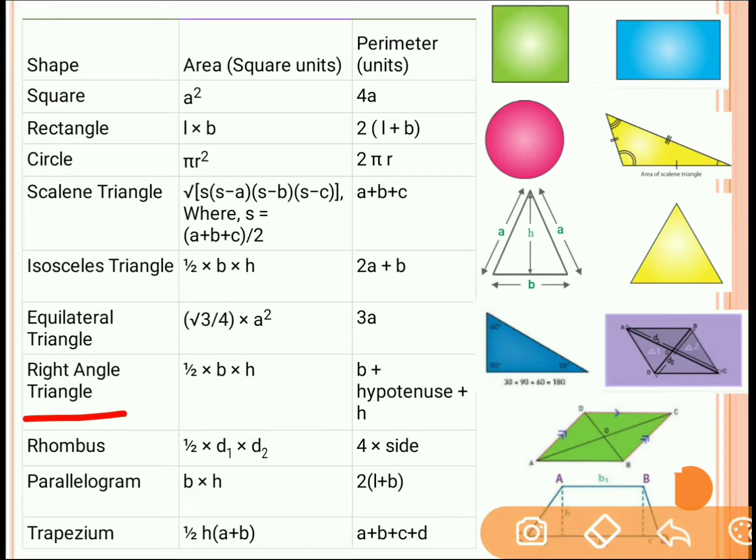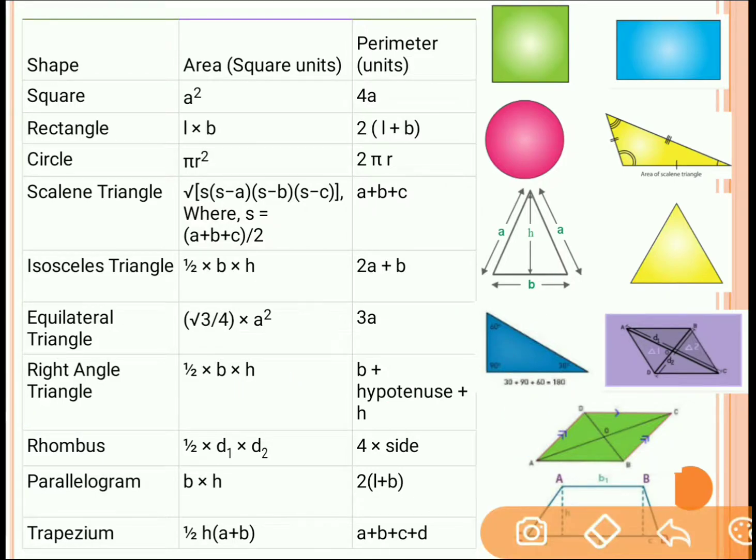Next is right angle triangle. For a right angle triangle, base length is B and height is H, and it is a right angle over here. So the area of a right angle triangle will be what? Half into base into height. And there is one hypotenuse over here. Let's say that the hypotenuse length is L. So the perimeter of the right angle triangle will be what? B plus hypotenuse plus height.